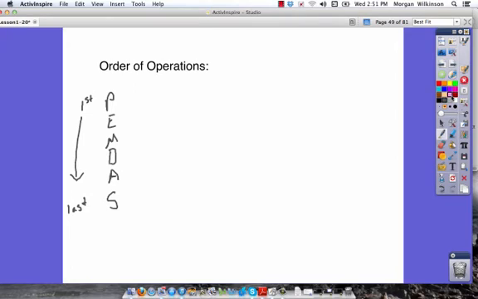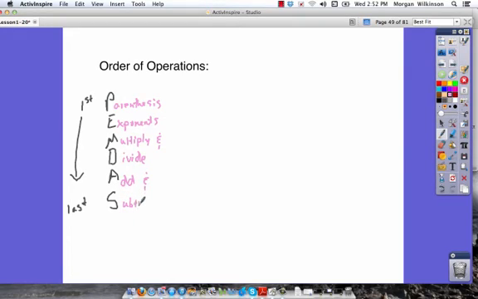PEMDAS. What does that mean, other than please excuse my dear Aunt Sally? I'd like to hear the other acronyms that you can come up with for this. Come up with different sayings. But the mathematical one is always going to be parentheses first, exponents second, multiplication and division third, multiply and divide, and then next is going to be add and subtract.